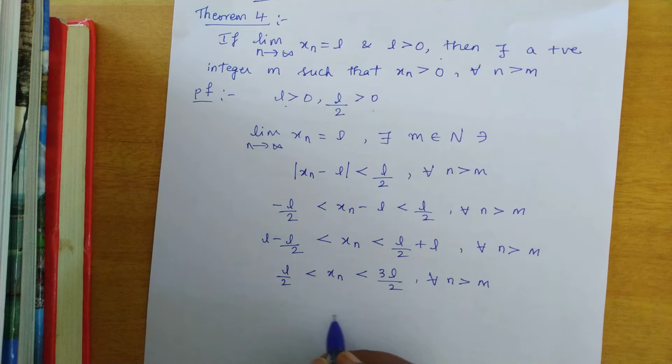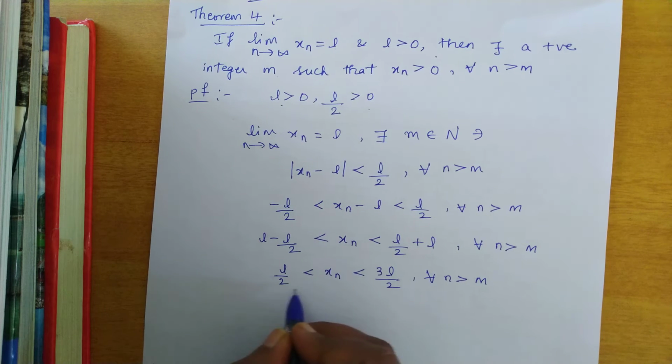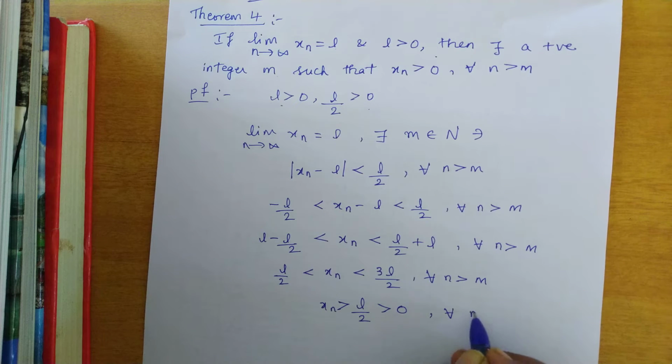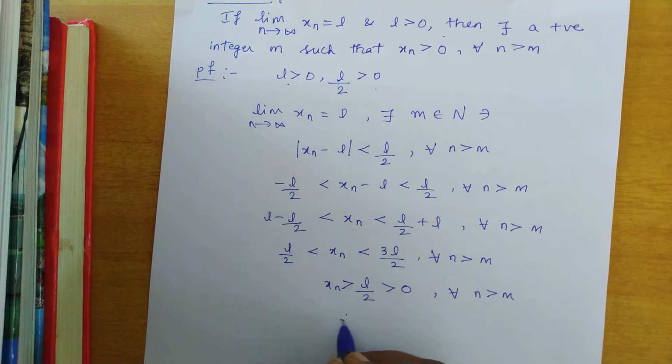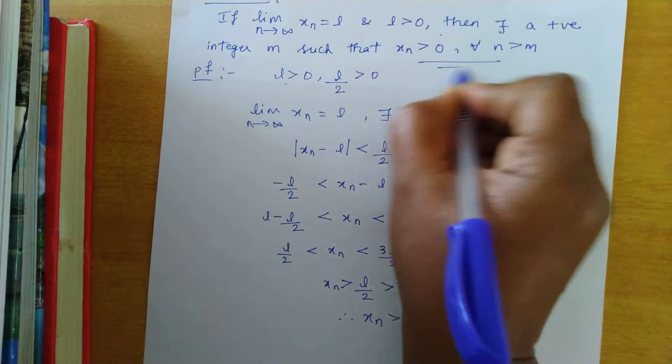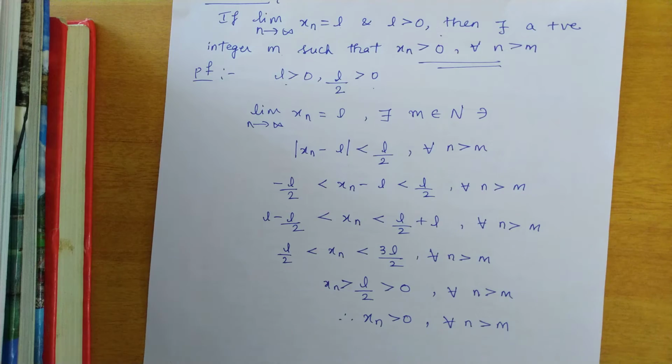So from this inequality we are able to get that xn is greater than L by 2, which is greater than 0. It is a positive quantity. Therefore xn is a positive quantity for all n greater than m, and hence we have proved theorem 4.